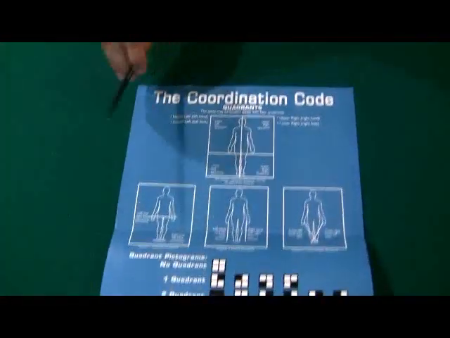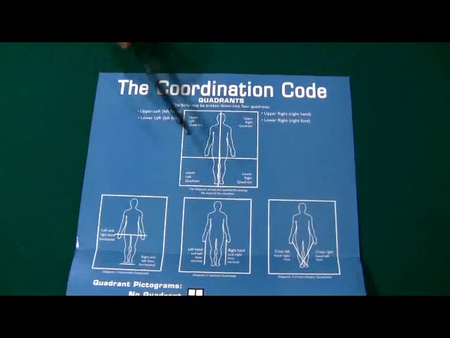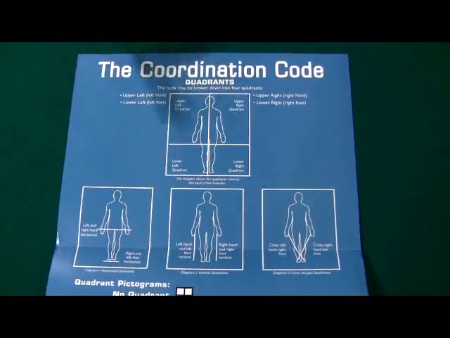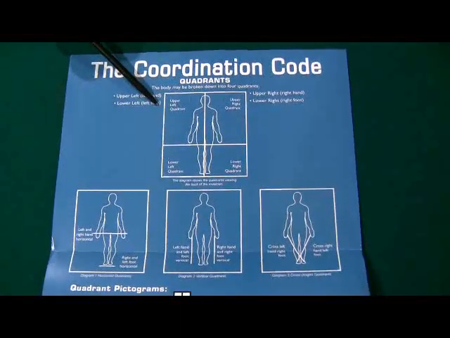And I've got a picture of the poster down here. As you can see, that is the poster that actually comes with the book. What it does here is it explains all the fundamentals of what we do. So here we have our quadrants, and it shows you the upper left, the upper right, lower left, and lower right of the body.